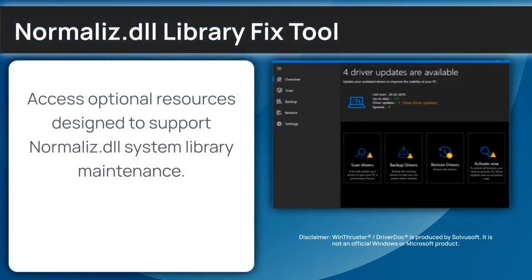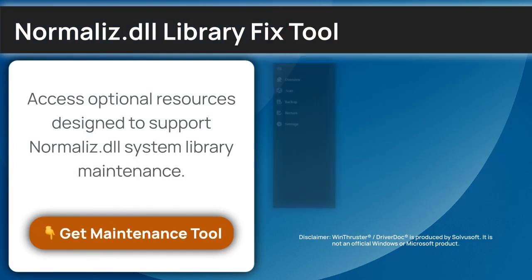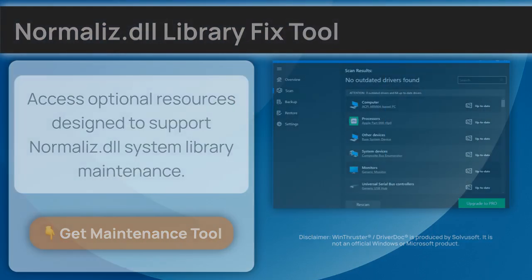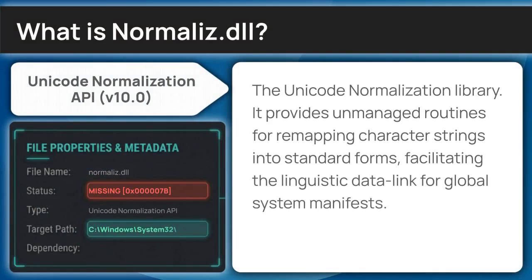To begin the walkthrough for Normaliz library, you can choose the manual path or use a resource designed for environment stability. This is the Normaliz library, the Unicode Normalization library. It provides unmanaged routines for remapping character strings into standard forms, facilitating the linguistic data link for global system manifests.